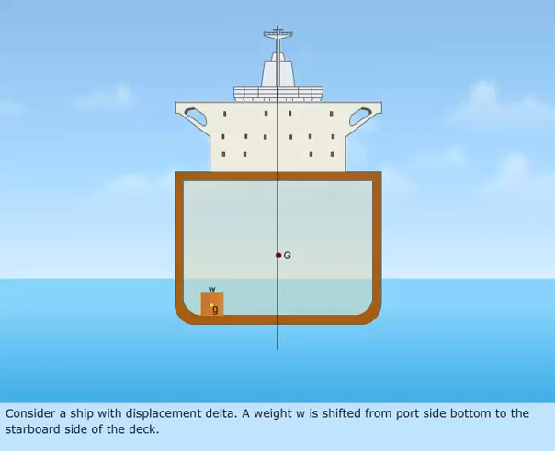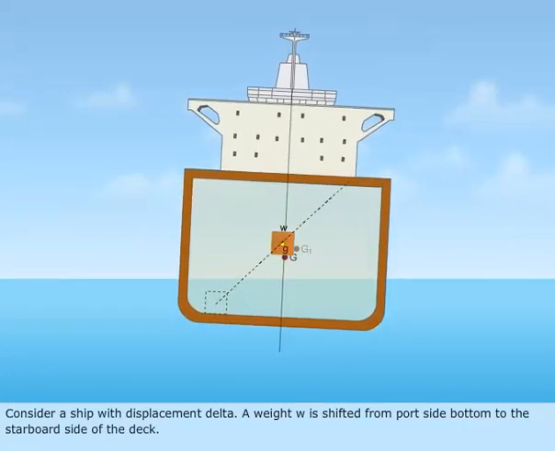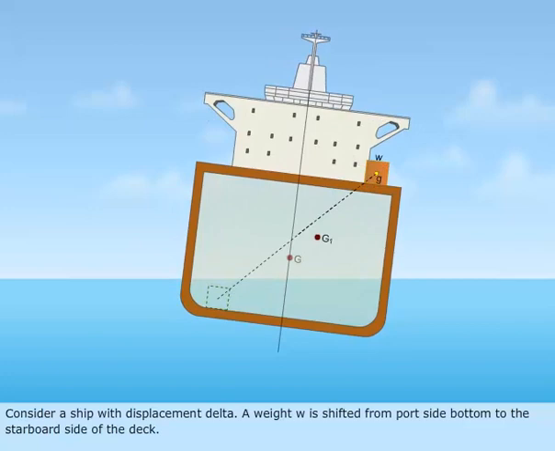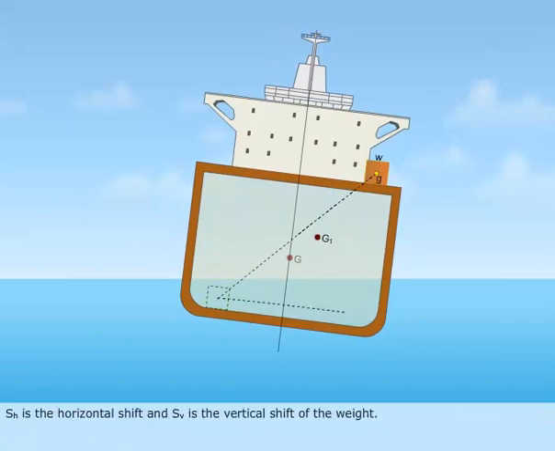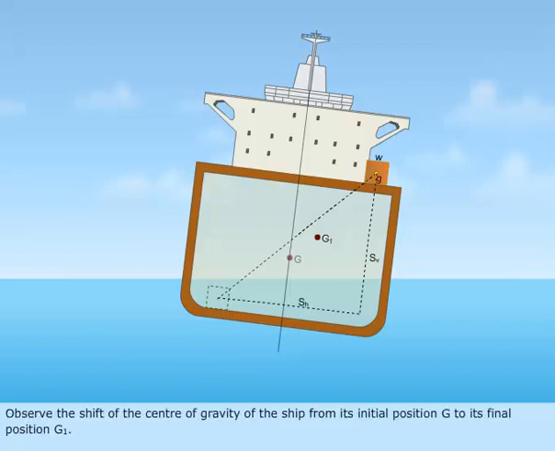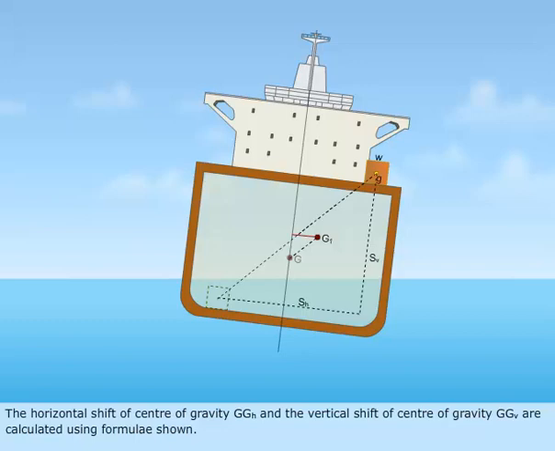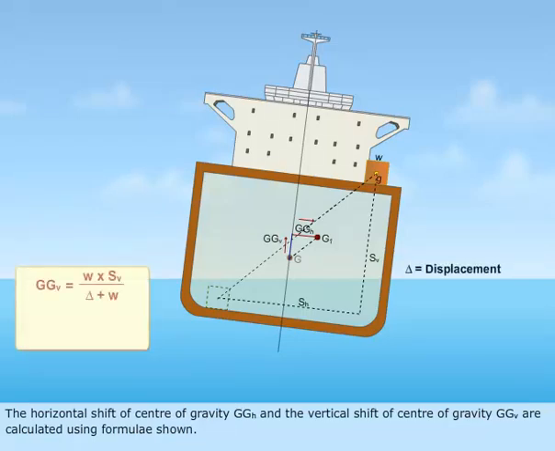Consider a ship with displacement delta. A weight W is shifted from port side bottom to the starboard side of the deck. S sub H is the horizontal shift, and S sub V is the vertical shift of the weight. Observe the shift of the center of gravity of the ship from its initial position, G, to its final position, G sub 1. The horizontal shift of center of gravity, GG sub H, and the vertical shift of center of gravity, GG sub V, are calculated using formulae shown.